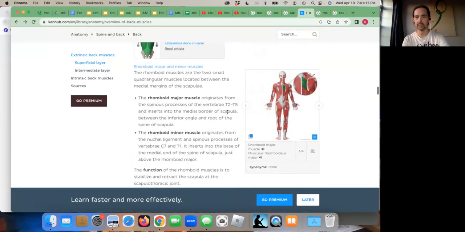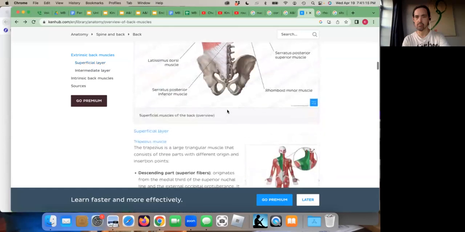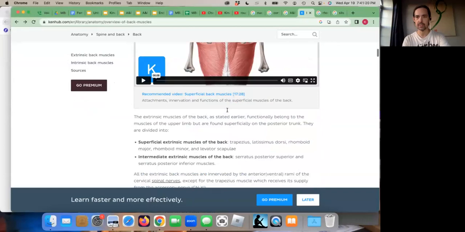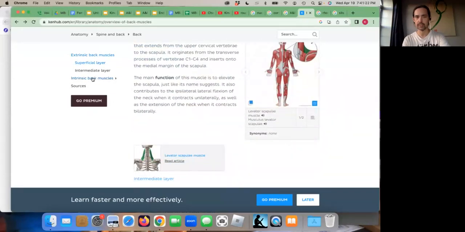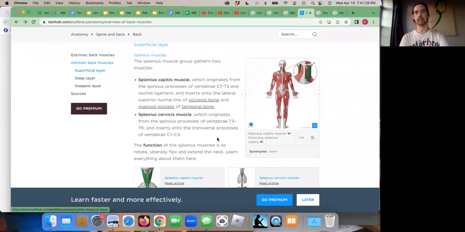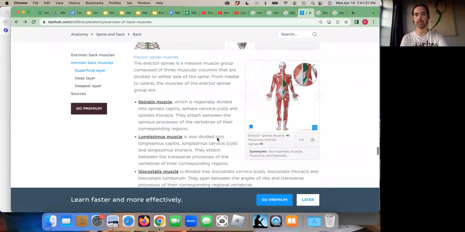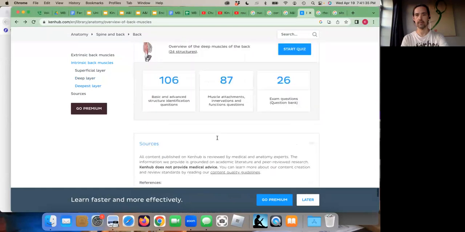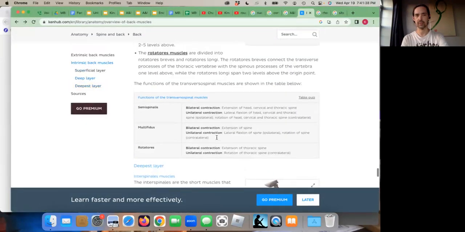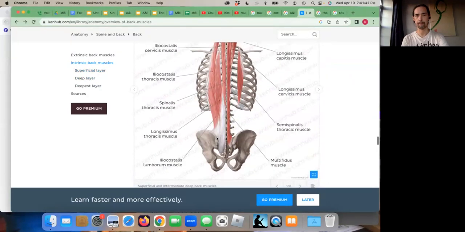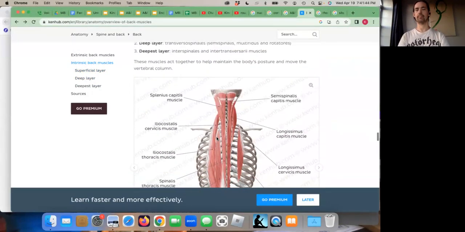If you look at the muscles, you can see the different fiber collections. Oh, okay, look: extrinsic back muscles, intrinsic back muscles, superficial layer. So this should get us close. I apologize, guys. I saw this thing earlier. Where is it? Here's a good one. All right.